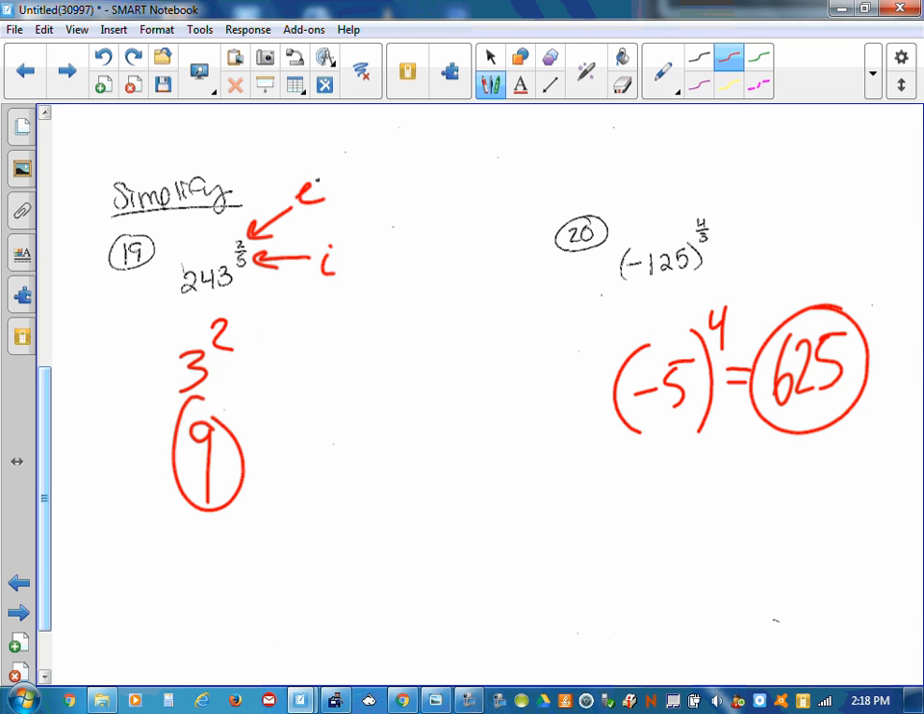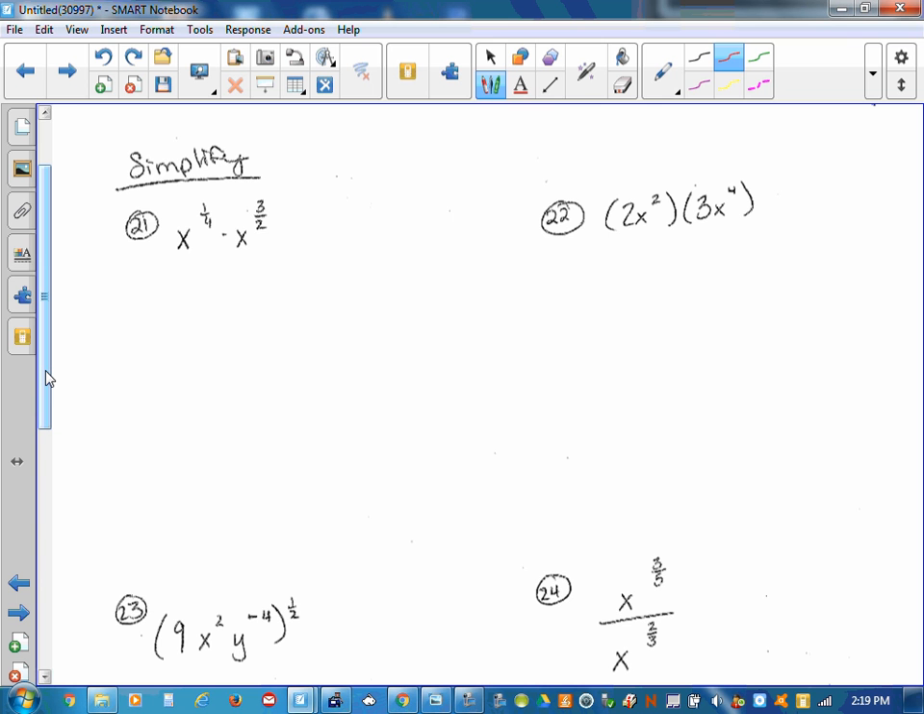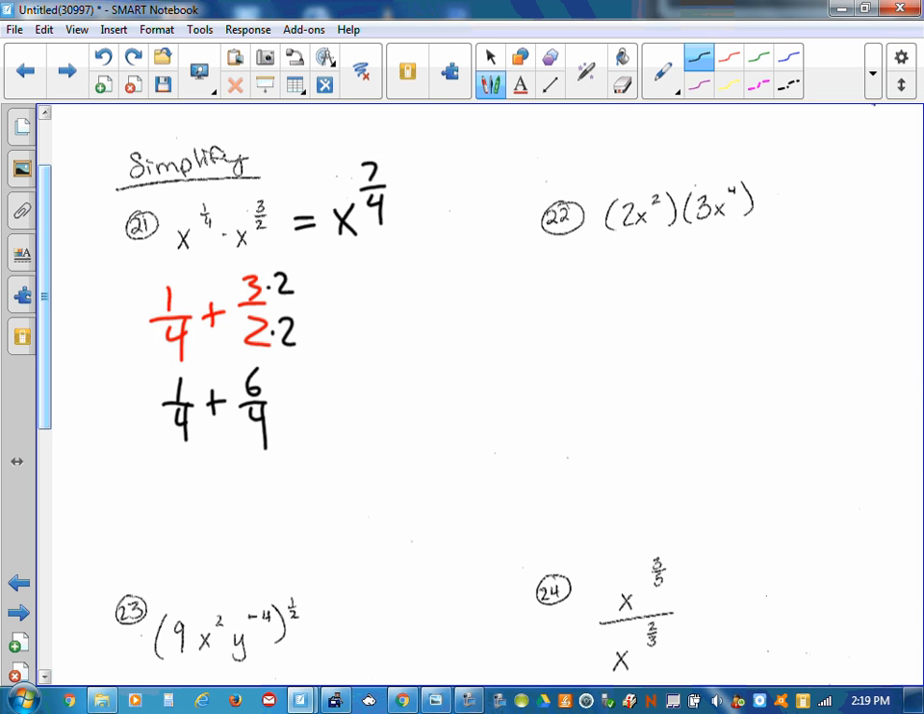Okay, the last page. Again, these last ones here don't take too much time. This one here, you're following the rule. When you multiply like bases, you add the exponents. So essentially, I'm adding 1/4 plus 3/2. I'm just adding the exponents. I'm going to do this the old-fashioned way. I'm getting a common denominator, so I'll multiply each one of those by 2. So now it's 1/4 plus 6 fourths. So 1 and 6 make 7/4. So the answer is x to the 7/4 power.